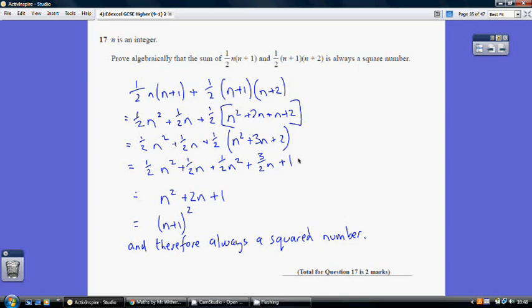I then gather up like terms, so I've got a whole n squared plus 2n plus 1. And then I can see that if I factorize that, I get n plus 1 times n plus 1, which is n plus 1 all squared. Whatever n is, I add 1 to it, and whatever this is, I then square it. So I'm always going to end up with a squared number.